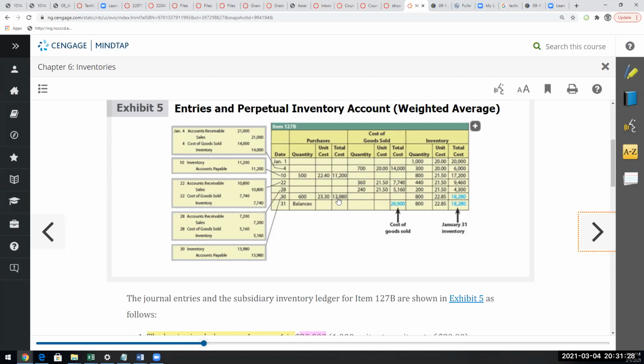What does your calculator say? When you take 4,300 plus 13,980, somebody says 18,280. Do I have an independent confirmation? Anna's looking pretty comfortable. Casey's giving a thumbs up, and she agrees with that, and you're right. So would you please take 800 and divide it into 18,280? So okay, 18,280 divided by 800.